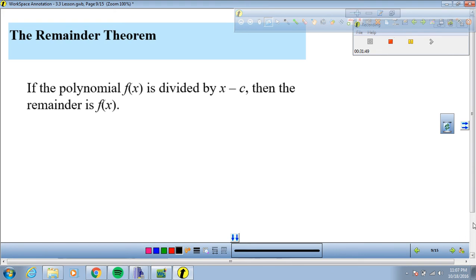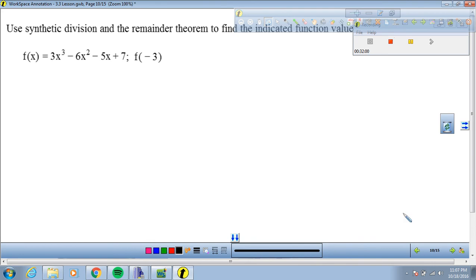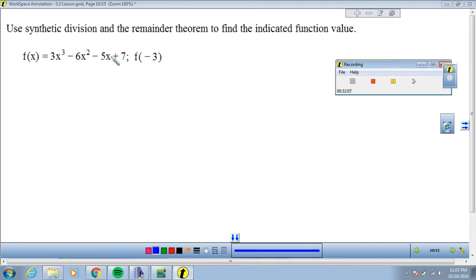Okay, the remainder theorem. It says if the polynomial f of x is divided by x minus c, then the remainder is f of c. So what about this theorem? How do you use it, or what do you use it for? It says use synthetic division and the remainder theorem to find the indicated function value. I'm going to show you how the theorem is applied, and then I'm going to show you a little shortcut.